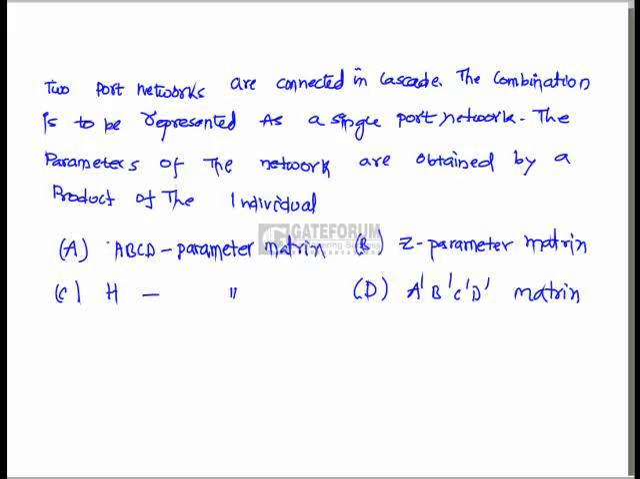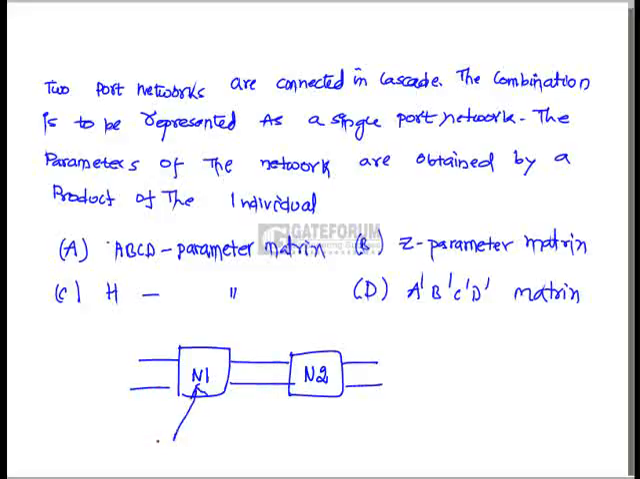Question is, two-port networks are connected in cascade. The combination is to be represented as a single two-port network. The parameters of the network are obtained by the product of individual ones. Here, when two networks, network 1 and network 2, are connected in cascade, it means the output of network 1 is given as the input of network 2.